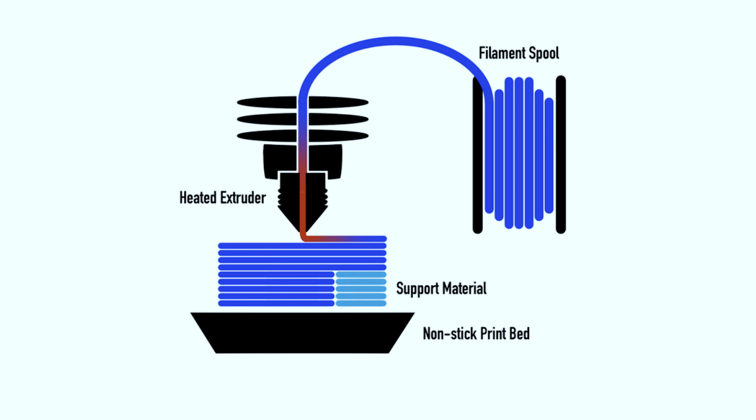Now, a 3D printer has 3 dimensions. This is the x-axis, this is the y-axis, and this is the z-axis. The motor for the z-axis is on the back. I will show it to you.